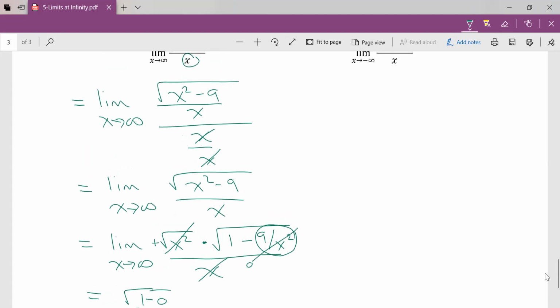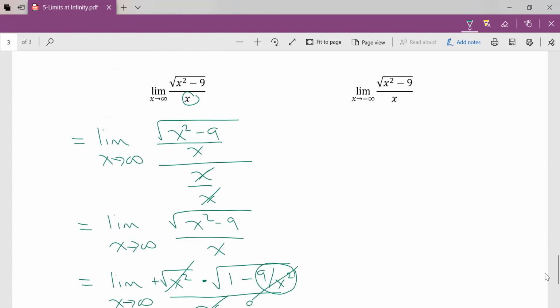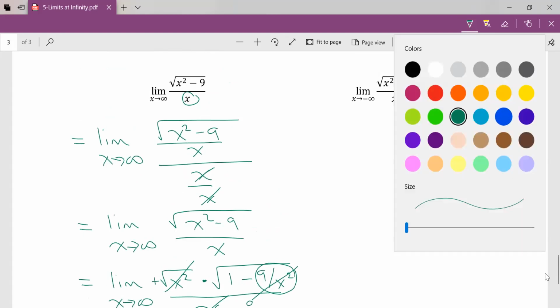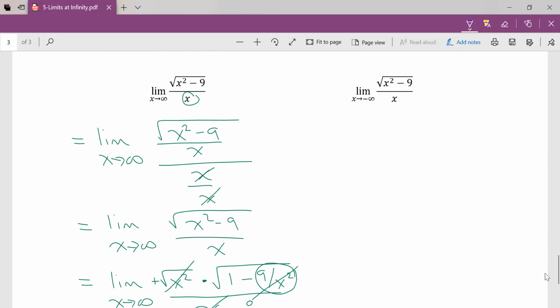Let's try it on the other side as x goes to negative infinity. Same idea. If I try to divide by x in the denominator, you can see we're just going to end up in the same spot. So this time is a bit of a special case. We'll factor out root x squared, just like that, out of our radicand. We're left with 1 minus 9 over x squared, over x.